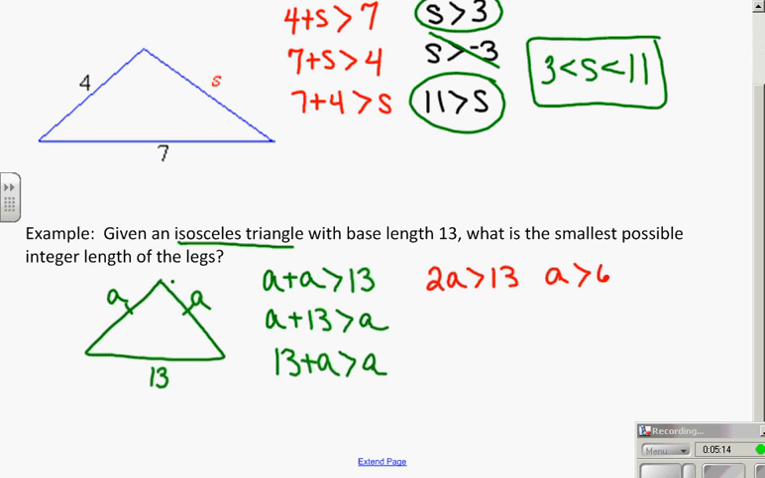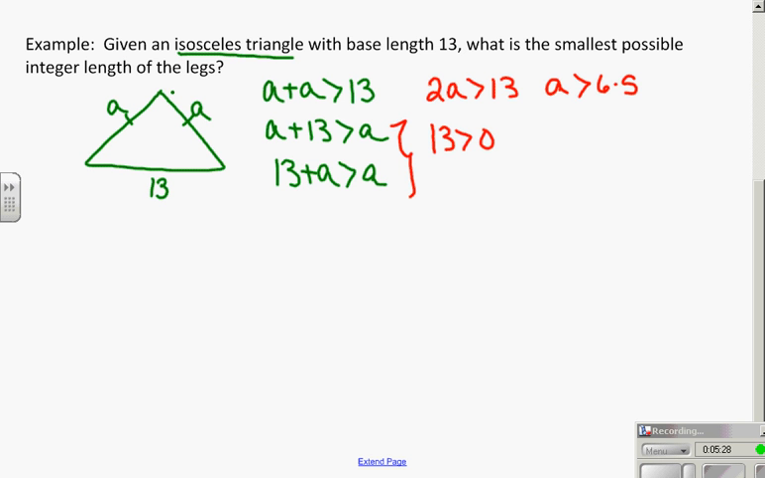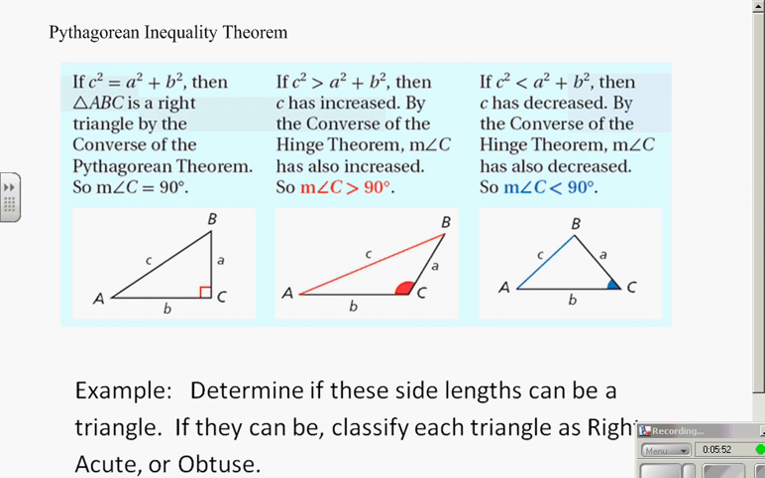Now if I work this top one out, I end up with 2a greater than 13. A has to be greater than 6.5. These two work out the same, and they work out kind of strangely. If I subtract a from both sides, I end up with 13 must be greater than 0. It's a true statement, but it doesn't seem to help me solve my problem. This is my bounds. And if you think maybe a could be just anything greater than 0, try 1. If we let a be 1, this one right here will be false. So my answer is that a has to be greater than 6.5.